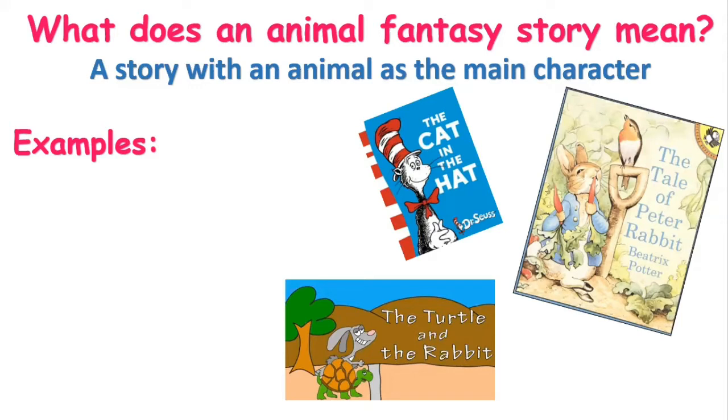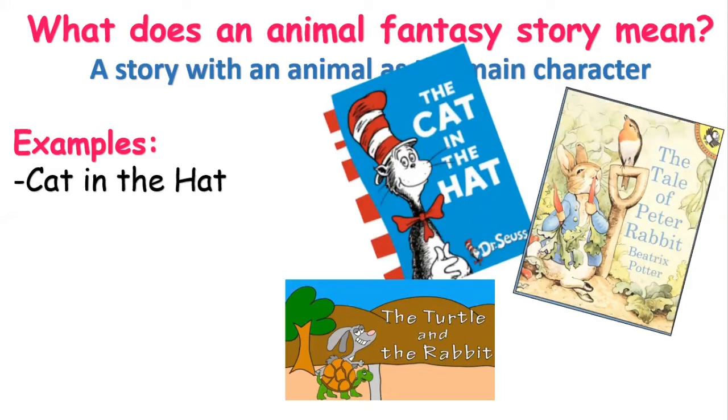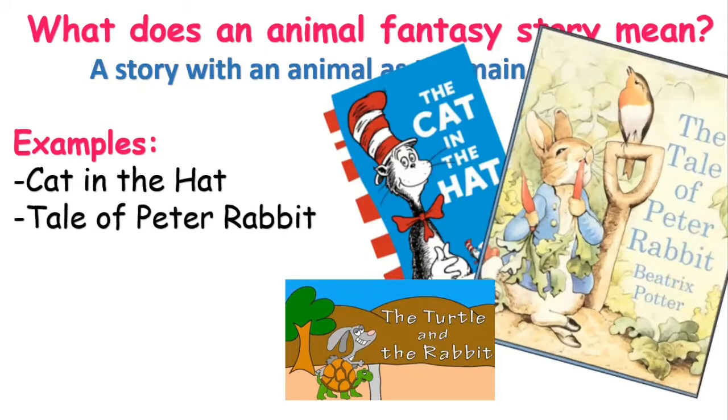Great. Now, examples. The Cat in the Hat. This is an example of an animal fantasy story. From the title we can know who is the main character in this story. Of course, the cat. The second example, The Tale of Peter Rabbit. You can know also from the title that the main character in this story is the rabbit.